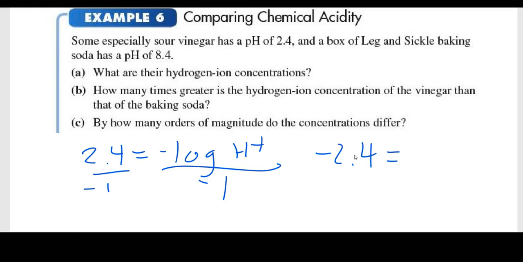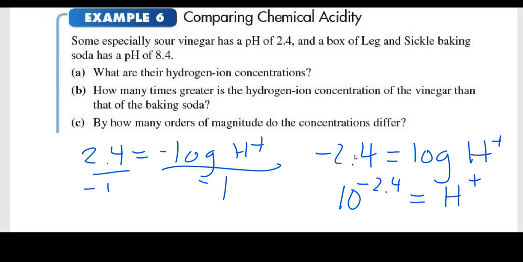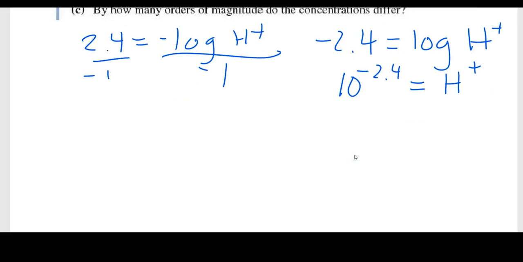2.4 equals log of the hydrogen ion concentration. And so we can change that to its other form, right? The base is 10, the exponent is negative 2.4, and the argument that it equals is that. That's easy to solve. I do need to type that on a calculator, because I need to figure out what that is.